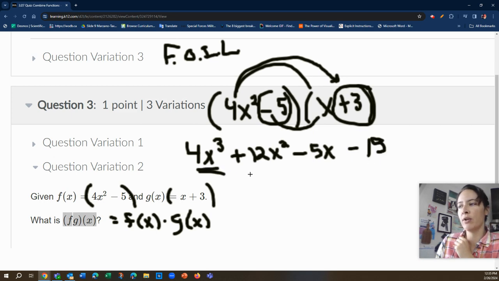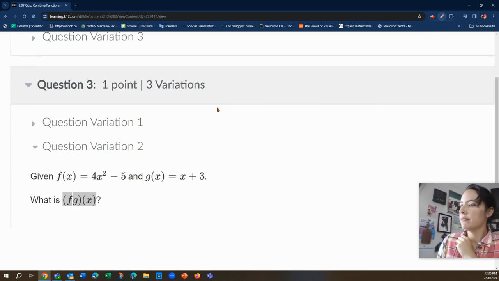We got ourselves a 4x cubed. Nope. 12x squared. Nope. Negative 5x. Nope. And a negative 15, the constant. Okay.